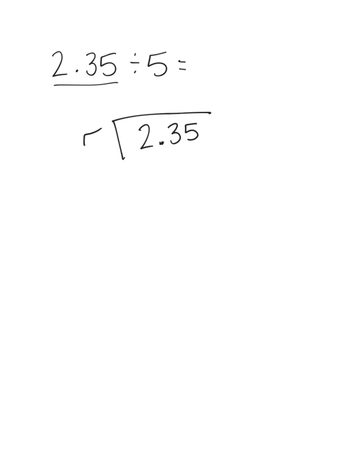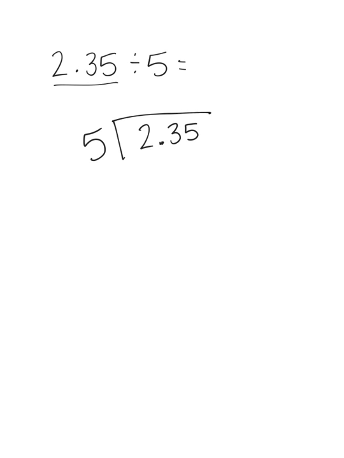Let's look at what our first equation was again: 2 and 35 hundredths divided by 5. We're trying to take 2 and 35 hundredths and divide it into 5 equal groups. You can actually do this using the standard algorithm, so let's set it up. Remember, your dividend is what you're dividing up, and your dividend goes inside of your division sign, divided by 5.